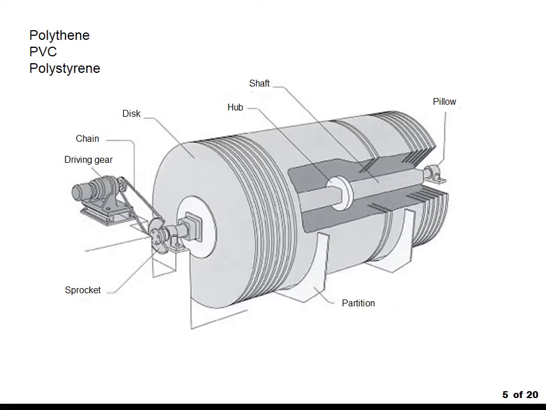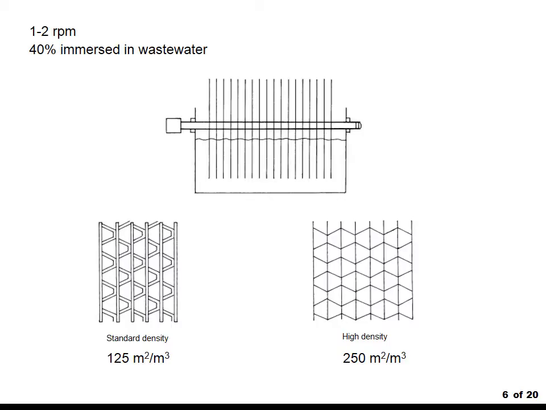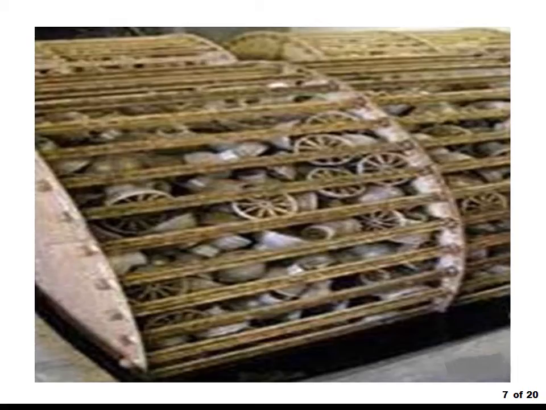Discs are made of polyethylene, PVC or polystyrene. They're put on a shaft, and during the process they are partly exposed to oxygen and air, and after that they go into the wastewater, from which they take the organic part of the metabolically needed composition. Discs are immersed around 40% in wastewater with a speed of 1 to 2 rpm, and we can have standard or high density discs depending on which part of the process they are used in. Standard are usually used in the beginning for organic removal, while high density is usually used for nitrification.